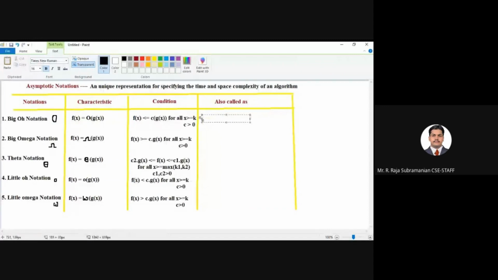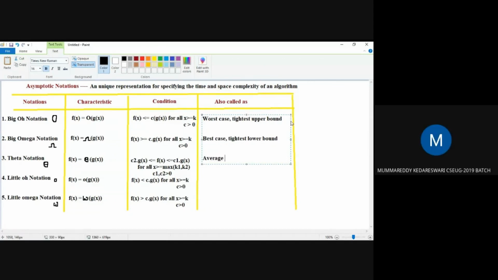Now, remember that big O means worst case. If you remember one correctly, the others come very easily. O means worst case, and another name is the tightest upper bound. Very good. Next, big omega is the best case, the tightest lower bound. Very good. And theta is the average case.